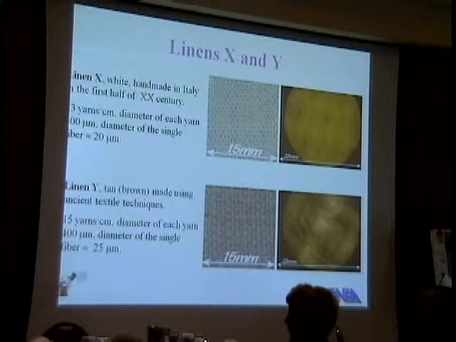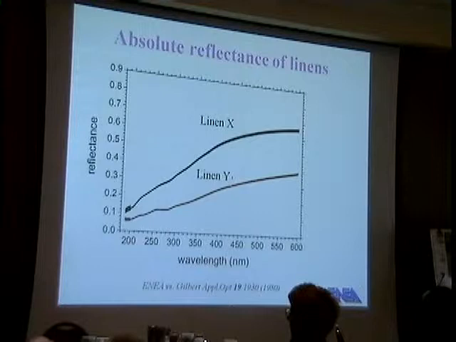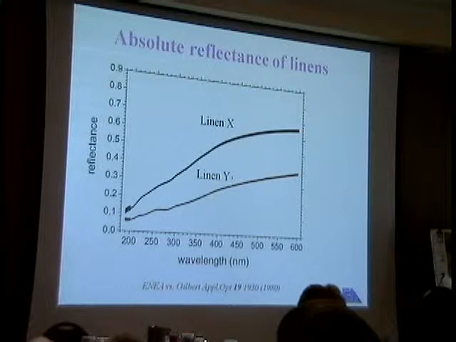This is the absolute reflectance spectrum we have measured of the two linens. They look much different, probably because in the case of linen X, some brighteners have been used to make it white. On the contrary, linen Y is without any treatment.